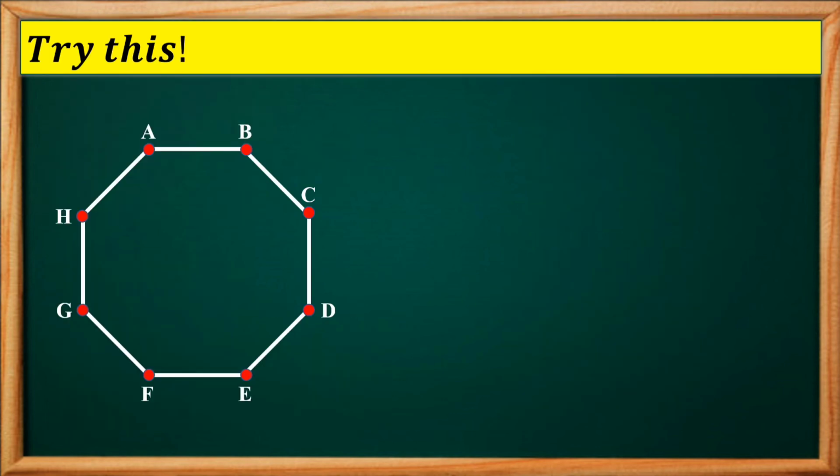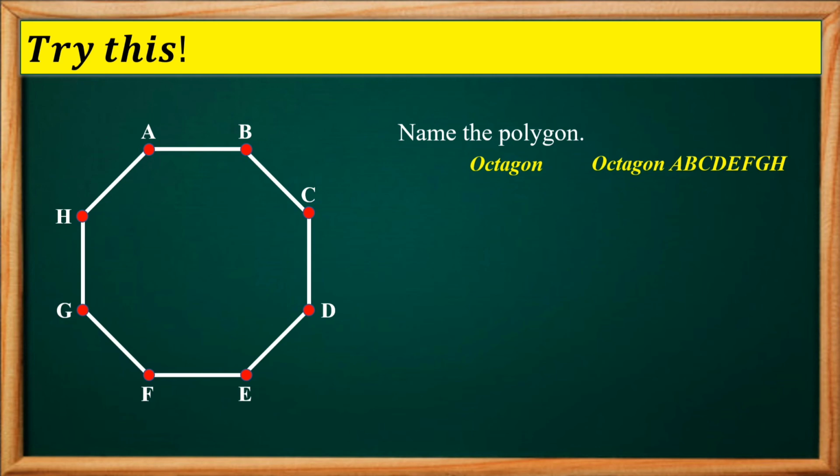Okay, let's try this. Now, you need to name the polygon given. Ayan siya. What would be the name of that polygon? It is octagon because it is an 8-sided polygon. And it is also a polygon or octagon A, B, C, D, E, F, G, H. Diba? Sinabi natin kanina, in naming the polygon, it could be named according to the consecutive vertices. Okay? Pagkasunod-sunod ng mga vertices. Okay? That is octagon A, B, C, D, E, F, G, H. Or simply octagon.